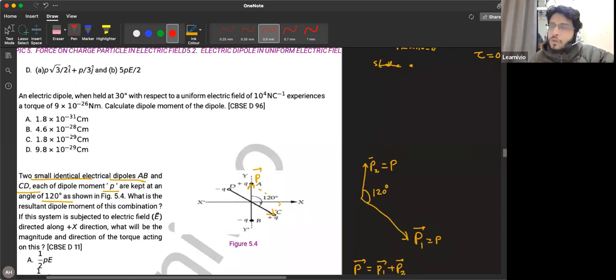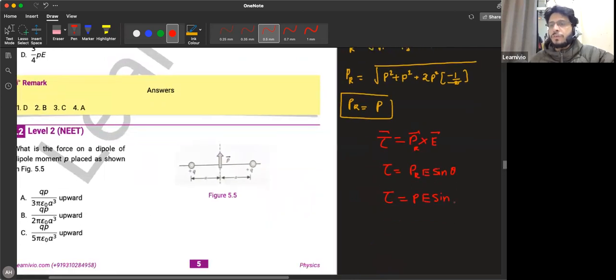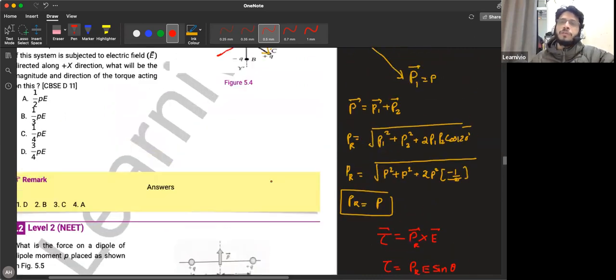See, if you are adding two vectors, and both the vectors have equal magnitudes, the resultant will bisect the angle between them. Means this whole angle of 120 will be split into 60 degrees each. This is the direction of the field. If that angle is 60 and the whole is 90, then this will be 30 degrees. So the expression of torque is PE sine 30. Sine 30 is half, so your torque is PE divided by 2. It's a very important question.